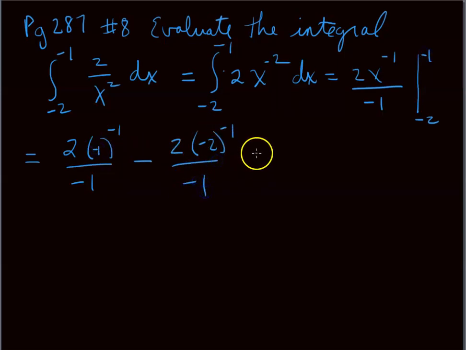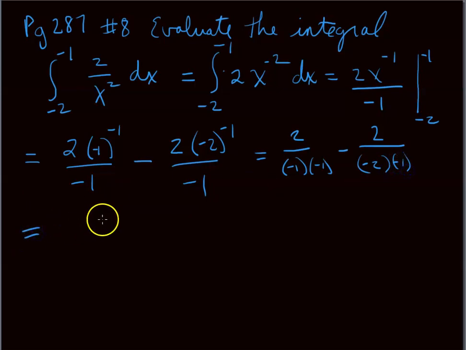Over negative 1. Okay. So this negative 1 to the negative 1 power just says put the negative 1 down here, right? So 2 over negative 1 times 1 is what we get. And this is 2, and this negative exponent says put the negative 2 down here. And the negative 1, leave that alone. So we get 2 over 1 minus 2 over 2. So 2 minus 1 is 1. Pretty tough answer.